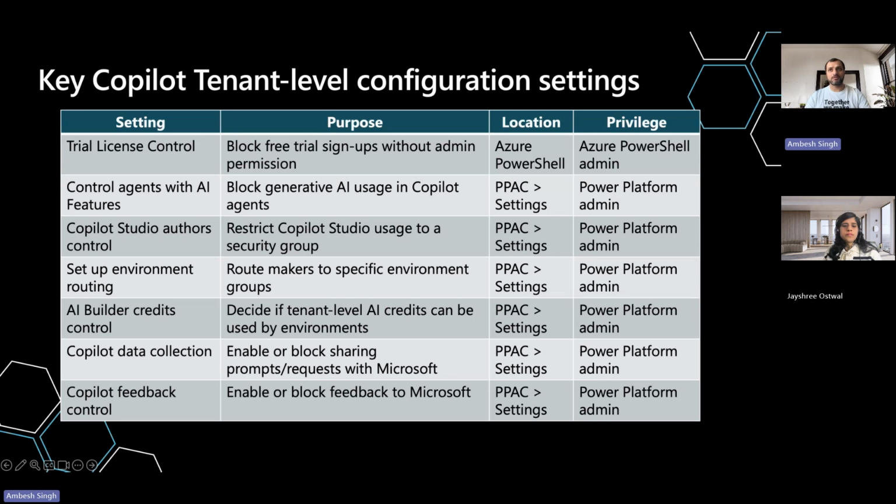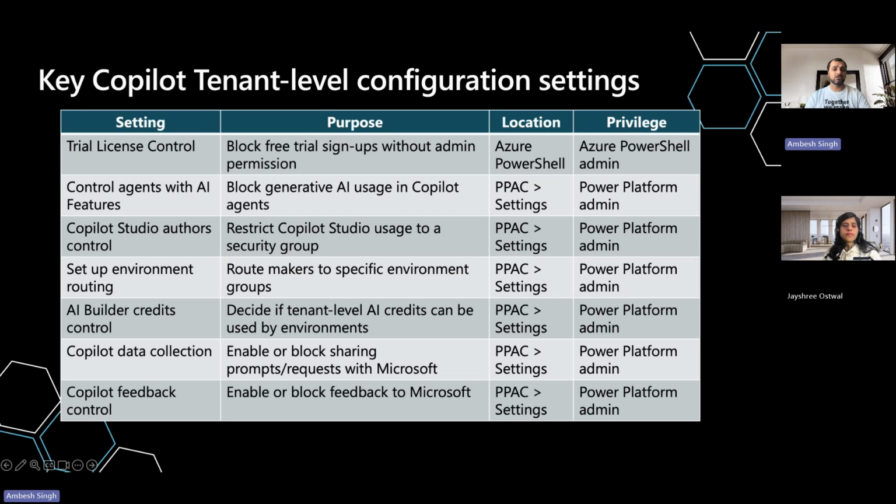To use all of these settings, you have to go to the Power Platform Admin Center, in the settings area. The minimum privilege you need is Power Platform admin rights. For example, we have control of agents with AI features, where you can block generative AI Copilot use in Copilot agents. Then you have the Copilot Studio author control, where you restrict Copilot Studio use to a specific security group. Set up environment routing routes makers to a specific environment group.